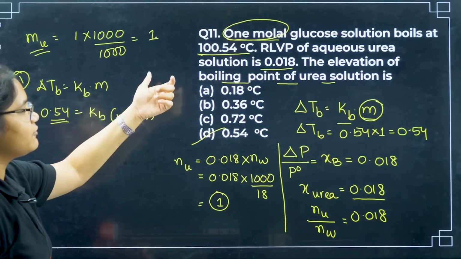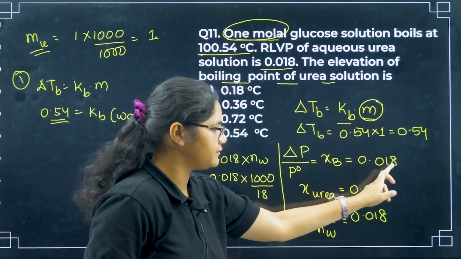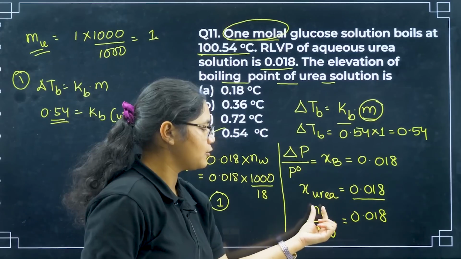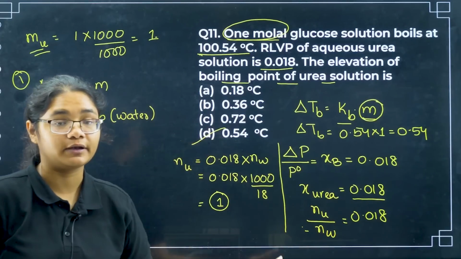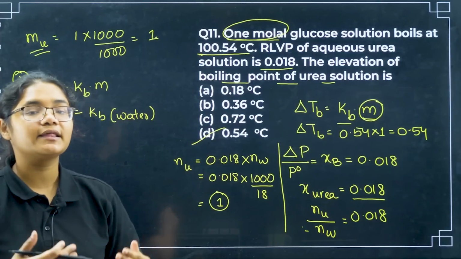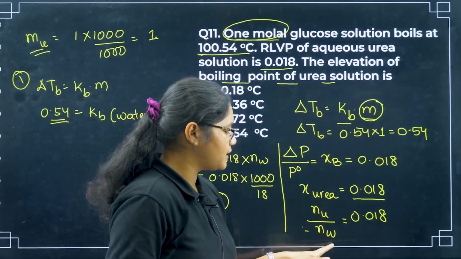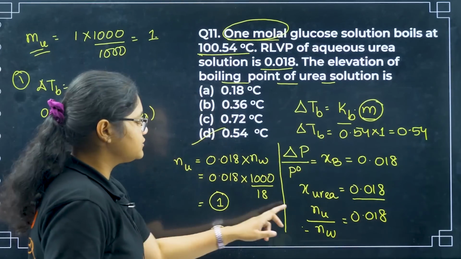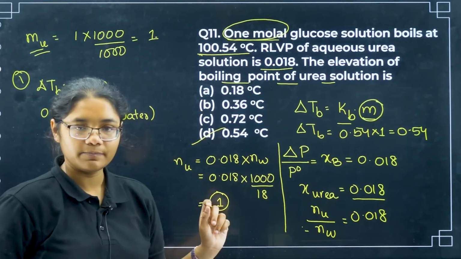Now the relative lowering of vapor pressure (RLVP) of the aqueous urea solution is given to you. RLVP means XB is given to you. From XB, or X of urea, is given to me. Now for the number of moles of urea, I have ignored the number of moles of urea in the denominator to make the calculation easy. So it can often be neglected. Number of moles of urea by number of moles of water is equal to 0.018. Now the number of moles of urea will be 0.018 into the number of moles of water.